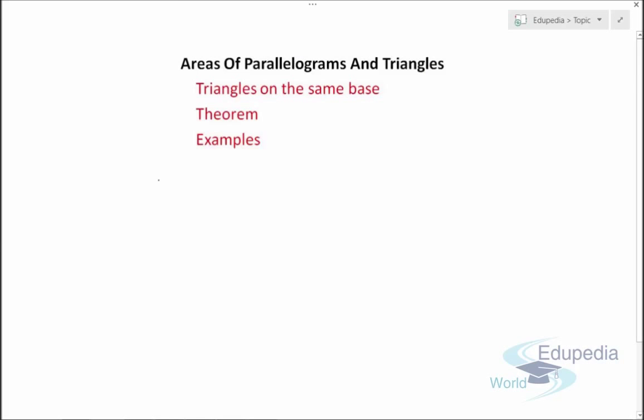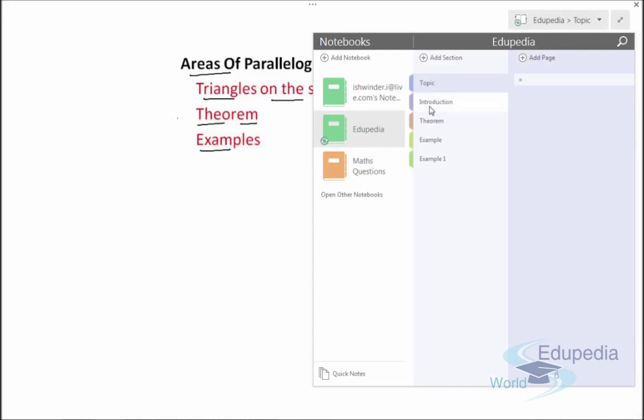You're watching the videos on areas of parallelograms and triangles. In this video, we'll discuss some more properties related to triangles when the two triangles are on the same base and between the same parallel lines, and how they can be related. Then we'll discuss the theorems related to triangles. Then we'll discuss some examples, how we can use these triangle theorems when they are on the same base to solve some of the questions. So let's get started with the first introduction.